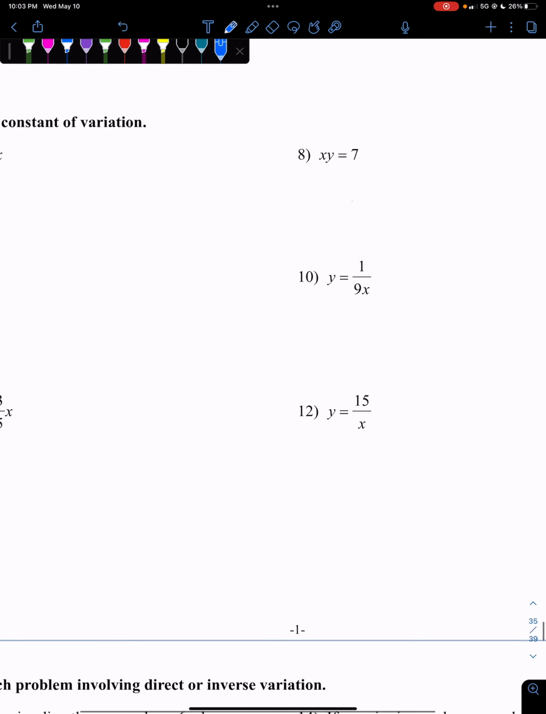Okay, when we're looking at 8, 10, and 12, I'm going to identify whether it is inverse or direct, and then I'm also going to identify that constant value. What is that a value? So this one here, if I had to divide both sides by x to get y by itself, I would have y is equal to 7 over x. My constant value in this one is 7, and since it's being divided by x, that is inverse.